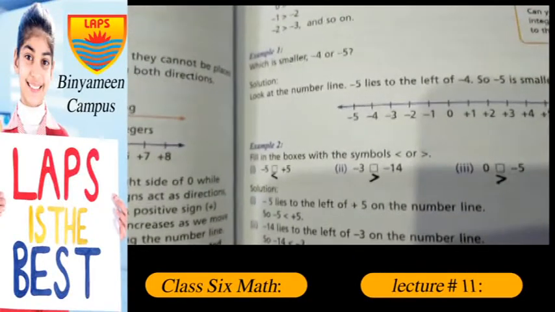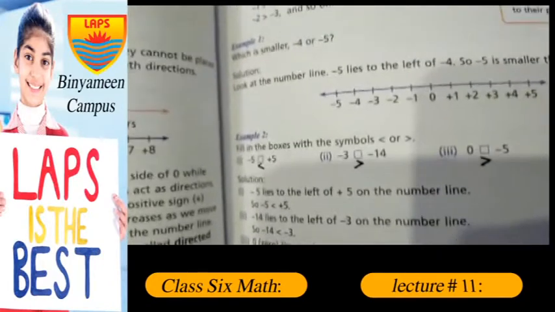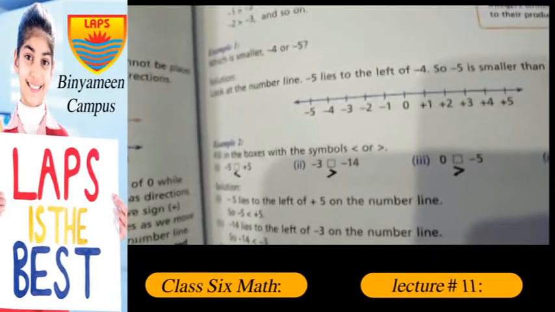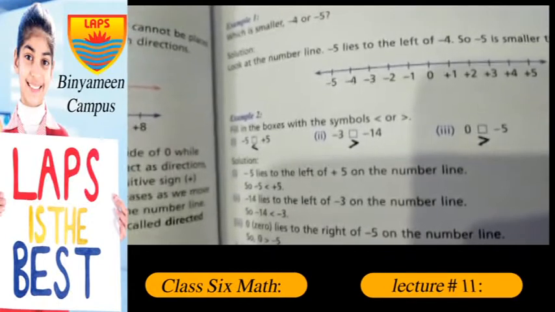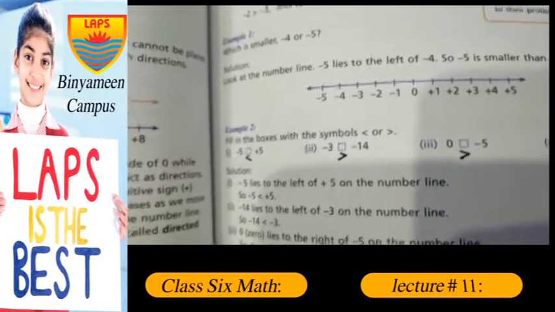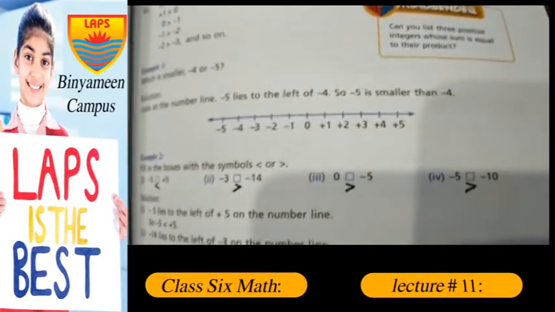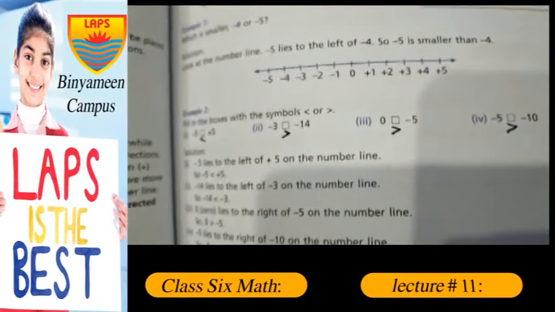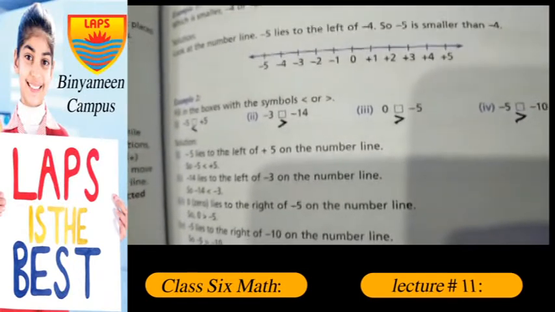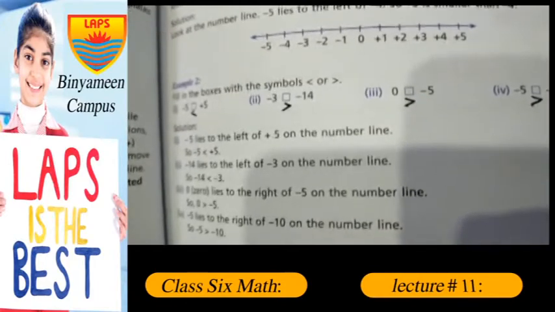On page number 63, filling the boxes with the symbols. Example 2, filling the boxes with the symbols with a sign of greater or smaller. Minus 5 is smaller than plus 5, minus 3 is greater than minus 14, and 0 is greater than minus 5, and minus 5 is greater than minus 10. Minus 5 lies to the left of plus 5 on the number line, so you can write minus 5 is smaller than plus 5.